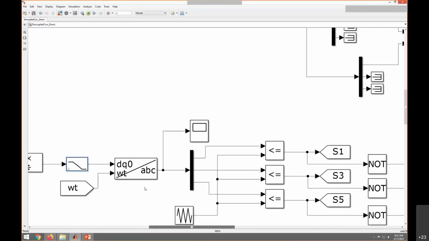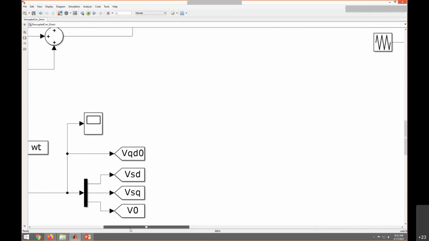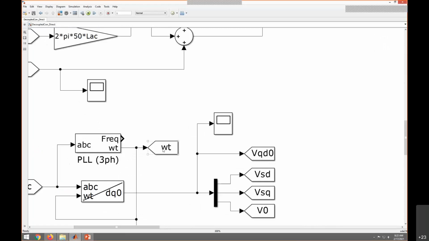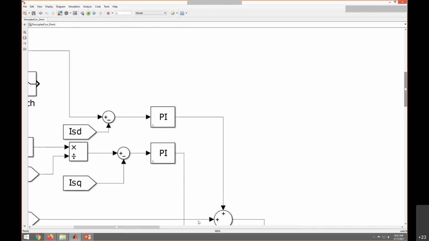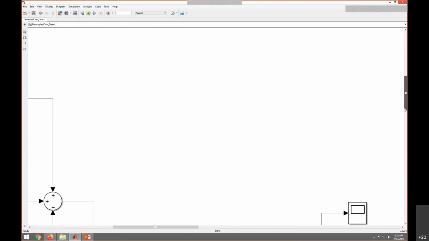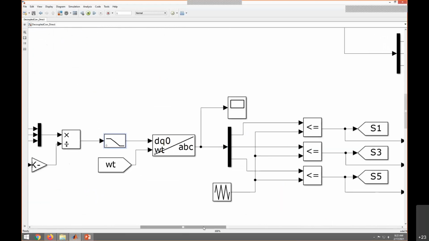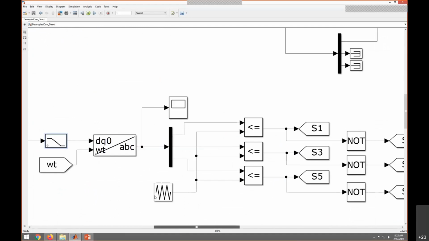So this is the dq0 to abc transformation. For this transformation, you require omega t, and this omega t is obtained from the same phase locked loop. I reused it here to make sure that everything is synchronized. This gives you the modulating signals in the abc reference frame.